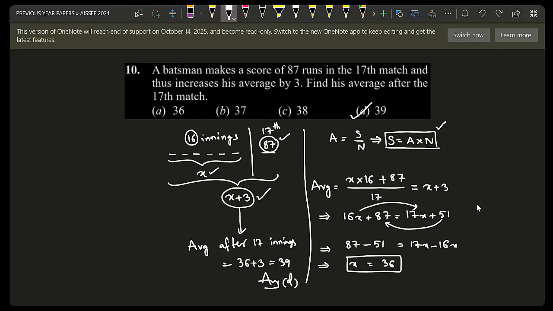Atreya, what is your doubt? Sir, here 15 will come. Where is 15? 87, 87, 51. Yes, 51. This is plus 51, right? You transpose 51 to the left side. Addition becomes subtraction while transposing, right? So plus 51 becomes minus 51. That's why LHS became 87 minus 51. Okay.